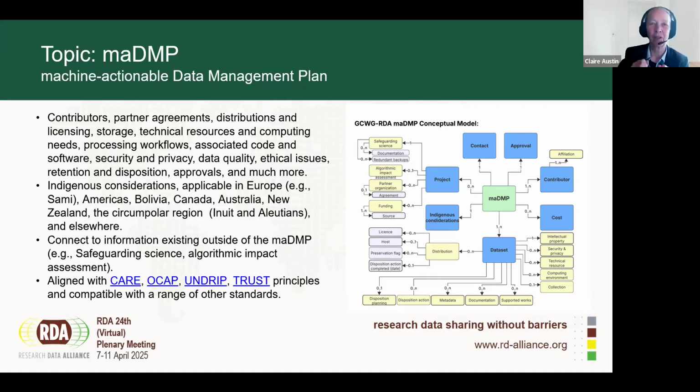So in addition to the information that really does need to be recorded in the DMP, we also have built in links to connect to information that exists outside of the DMP. The idea is not to stuff all the information from everywhere into the MADMP. Quite the contrary. If it exists outside of the MADMP, for example, a software management plan, we don't copy all that information all over again into the DMP, but simply provide a link to it. And then I will just end perhaps with the remark that we've tried as much as possible to make sure that this extension, this standard, aligns also with CARE principles, OCAP, and other standards as much as possible.